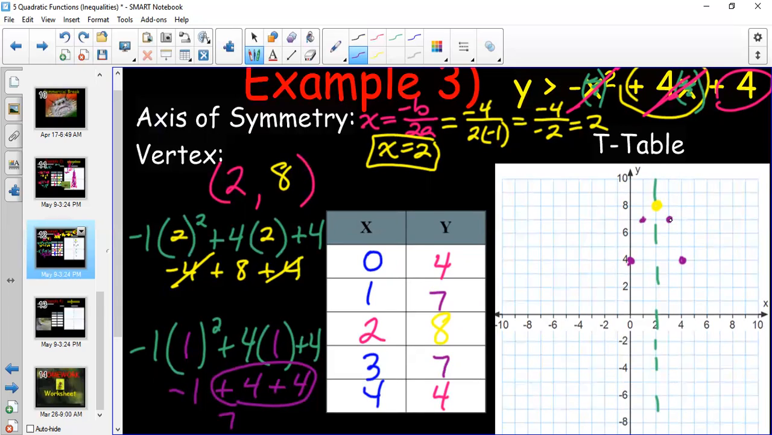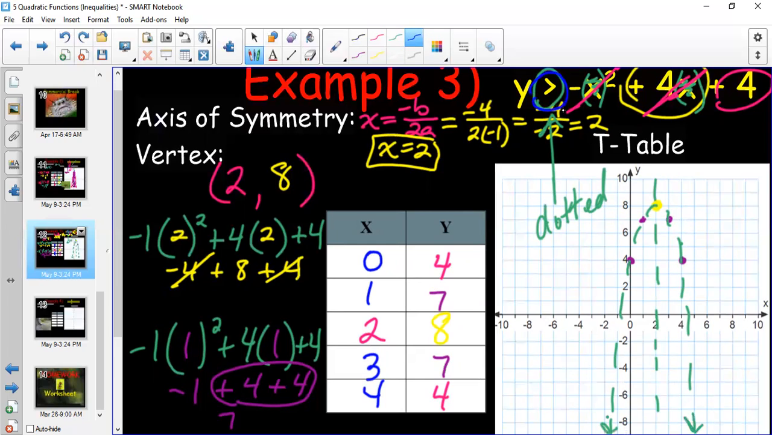Now before you connect the points here, let's see what kind of parabola I have. It's greater than, not equal to, so that means we have a dotted versus a solid. So let's make sure our parabola is dotted. And again, like I said earlier, have it go down all the way to the bottom of the page just so you don't get confused with your shading later.